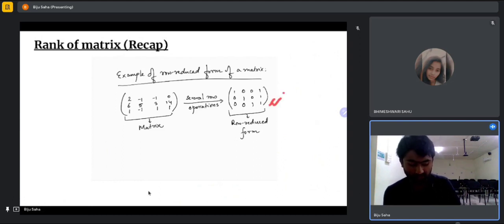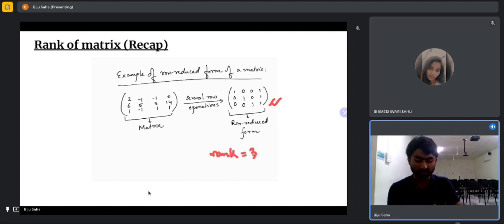After having reduced it to a row reduced form, what exactly do I have to do? I have to count the number of rows which contain at least one non-zero element. This particular matrix in row reduced form contains three such rows, so the rank of this matrix is equal to 3.